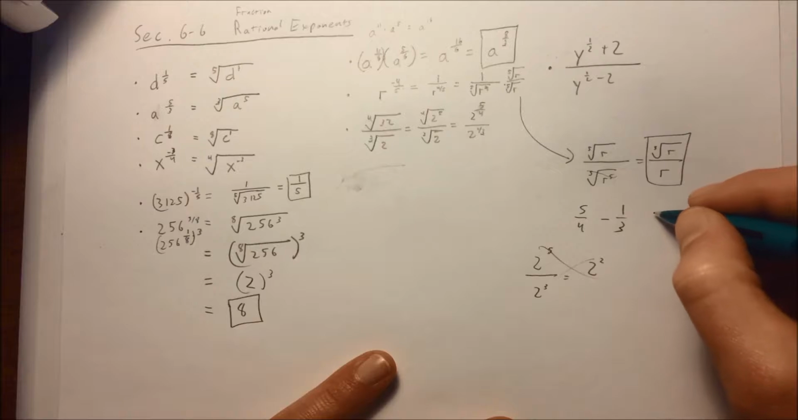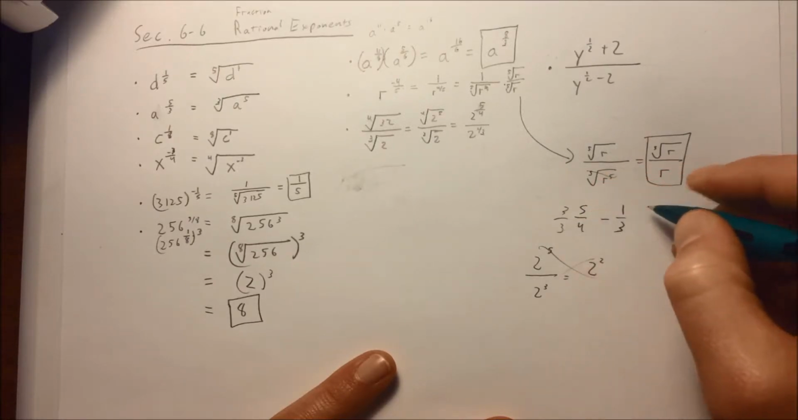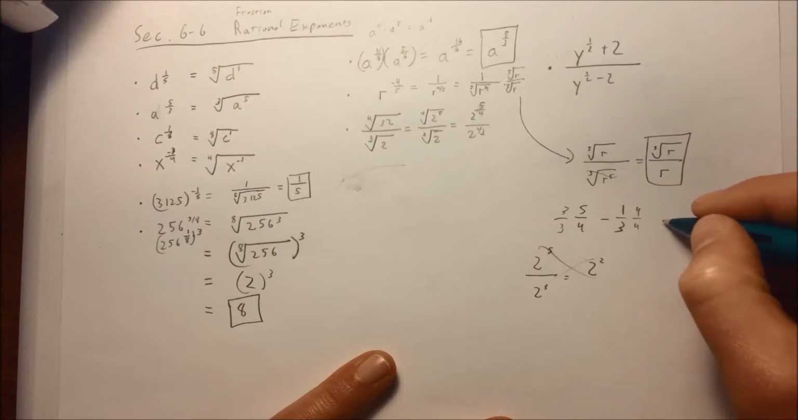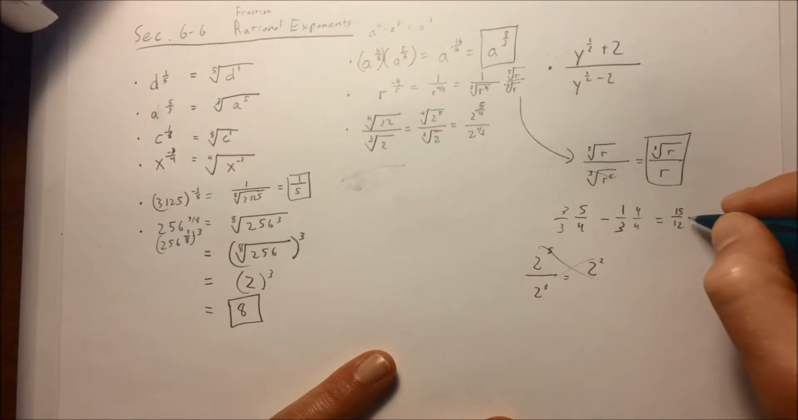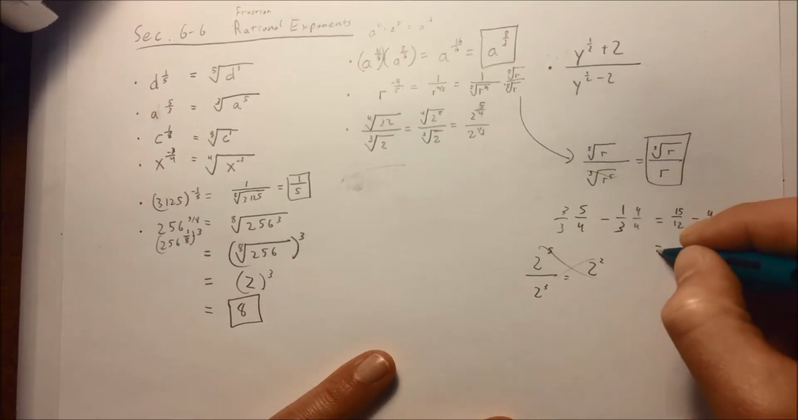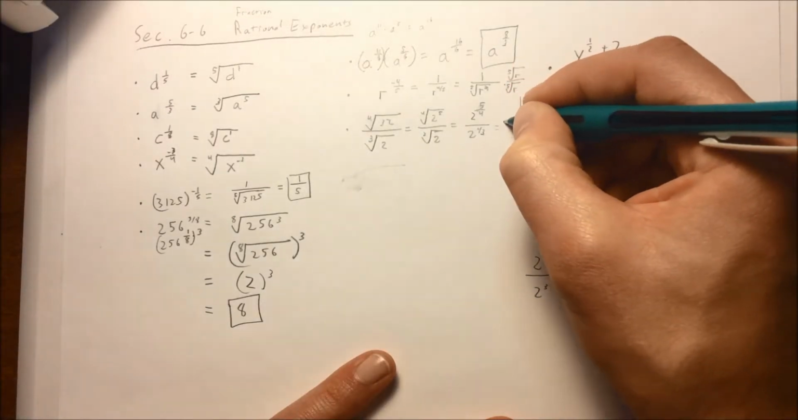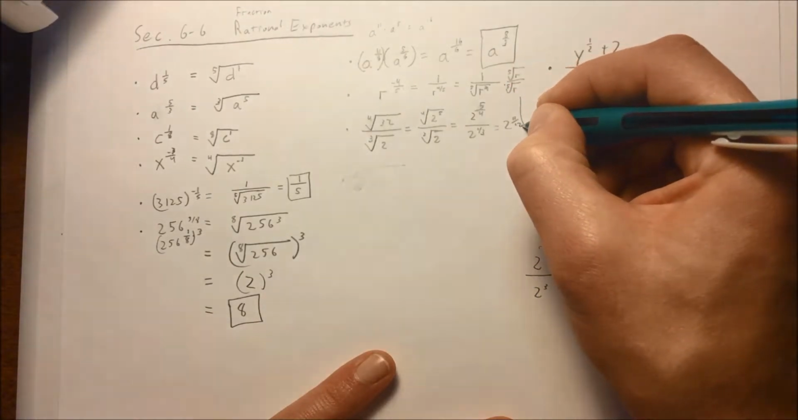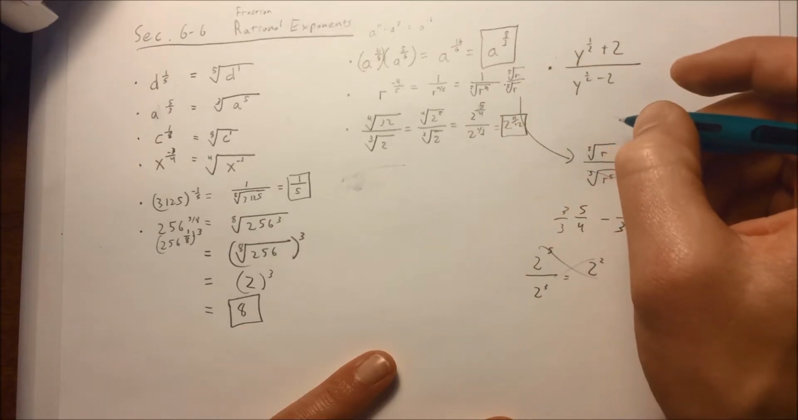Well, got to get some common denominators. So multiply this by 3 over 3, this by 4 over 4, which is going to give me 15 over 12 minus 4 over 12, which gives me 11/12. 2 to the 11/12. That's the correct answer right there.